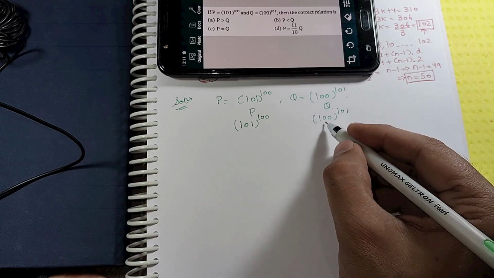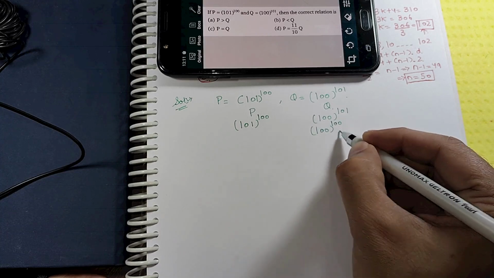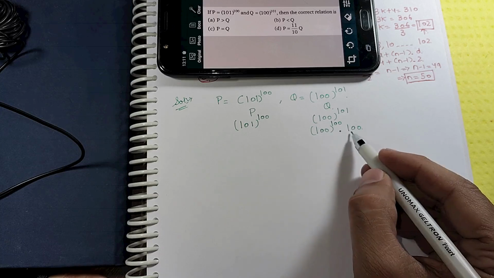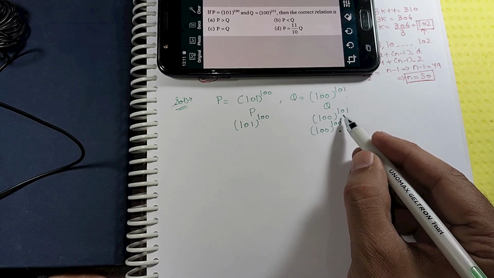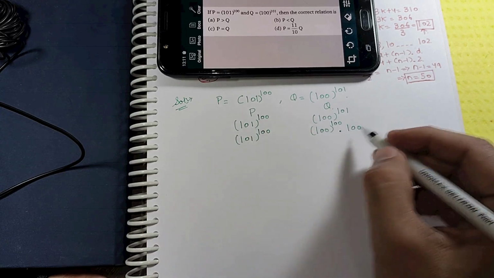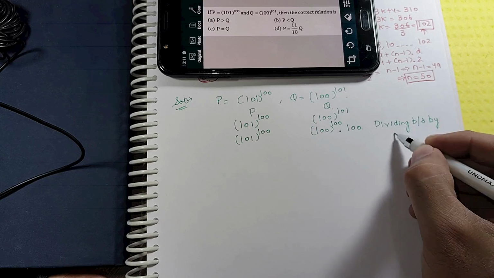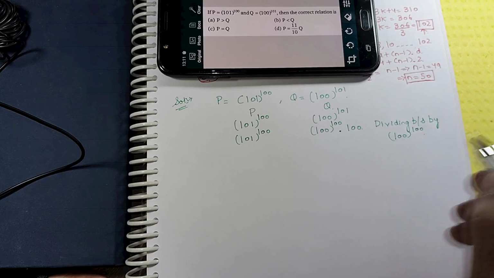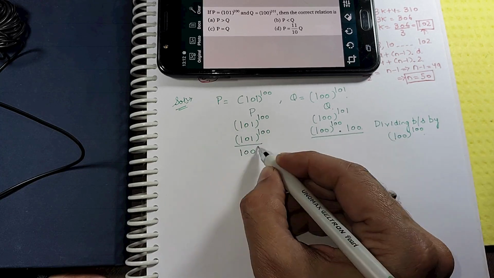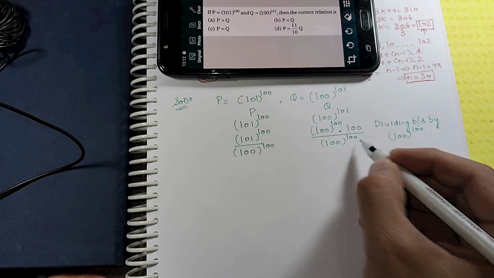Now I can write 100 raised to power 101 as 100 raised to power 100 multiplied by 100, right? Since the base is the same, the powers are added, so again it will be 100 raised to power 101, and I will write 101 as it is. Now if I divide both sides by 100 raised to power 100, this will become divided by 100, and this is 100 raised to power 100, 100 raised to power 100.